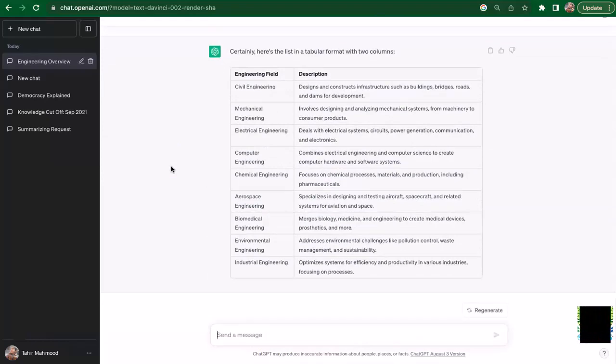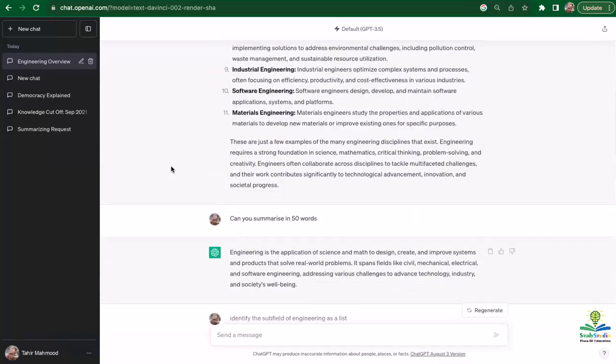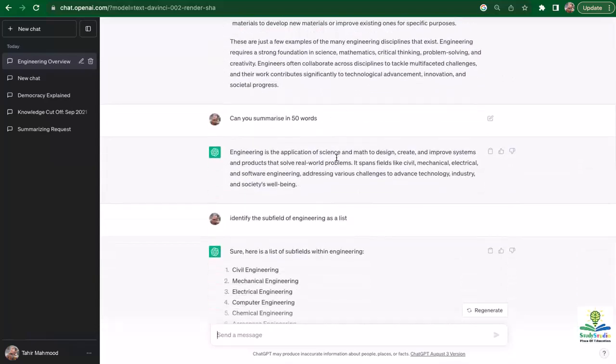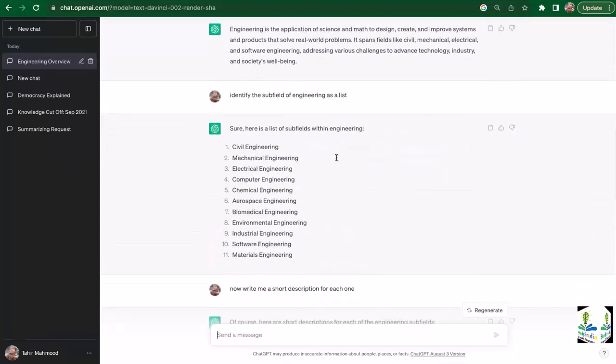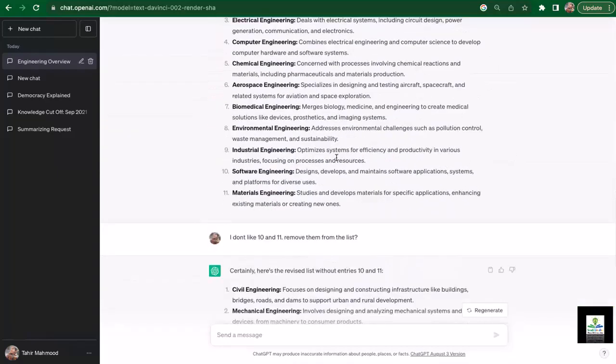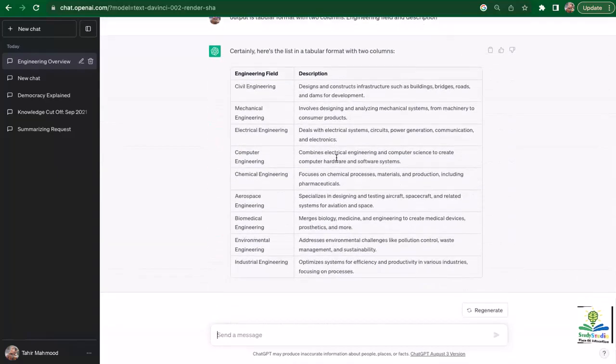So this was the power of question and answering. Although I could have started here and got this result from a blog on Google as well, being able to ask follow-up questions, to write it in 50 words, to identify the subfields, and then explain each one of the subfields, and finally output it in tabular format gave us the exact data that we were looking for. That's the question and answering with ChatGPT.